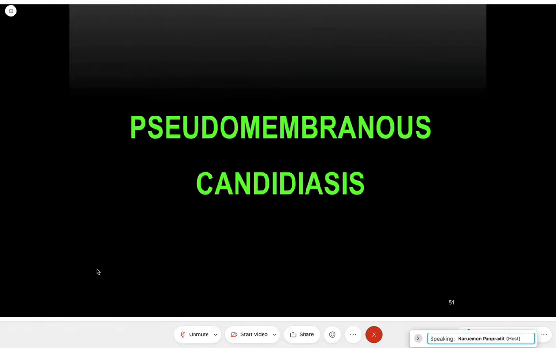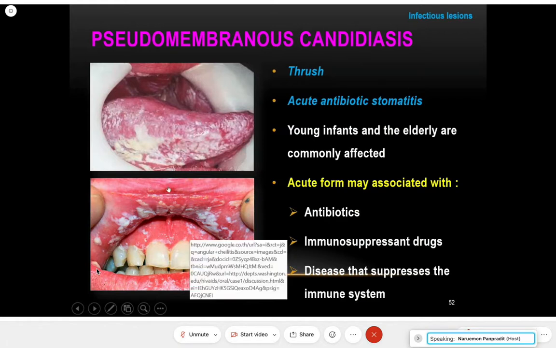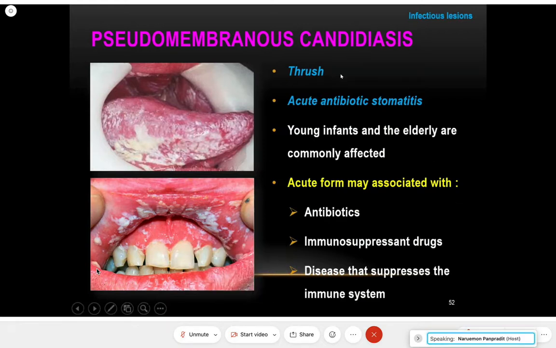Next, we'll explain the character of pseudomembranous candidiasis. As you can see, it looks like creamy yogurt spread on the surface of the mucosa. If you notice, it comes together with mucosa that looks a little red or more red, depending. Red surface but creamy on top, sometimes called thrush or sometimes called acute antibiotic stomatitis.